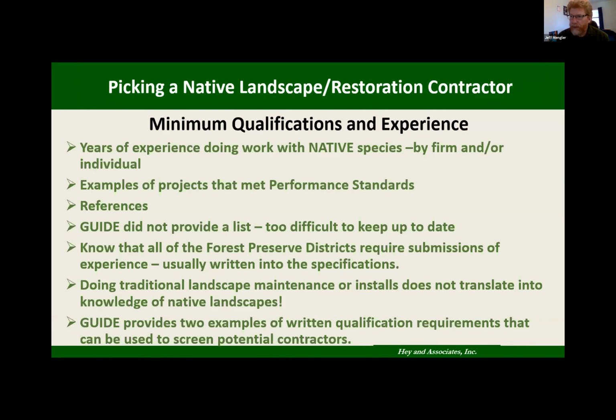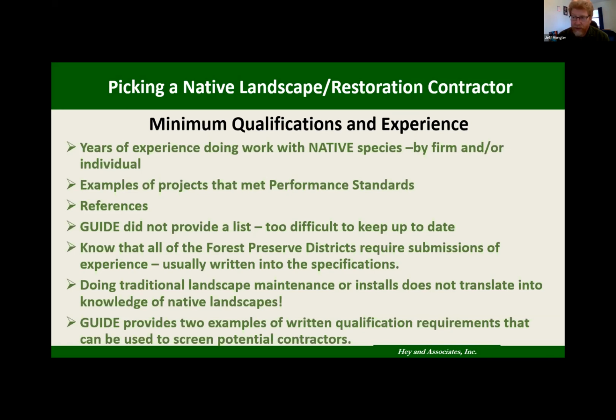Look for how many years of experience they have doing the work with native species. And that can be by firm and or individual. You may have a firm that has lots of experience, but those people are all gone and the guy they send you doesn't really have any experience with natives. Or it can be the other way around. It's a new firm, but the folks have a lot of experience from previous employers. So it's just important to check that out, set some standard for what level of experience you're looking for. Those of us in the business know that we always have to provide that on any proposals.